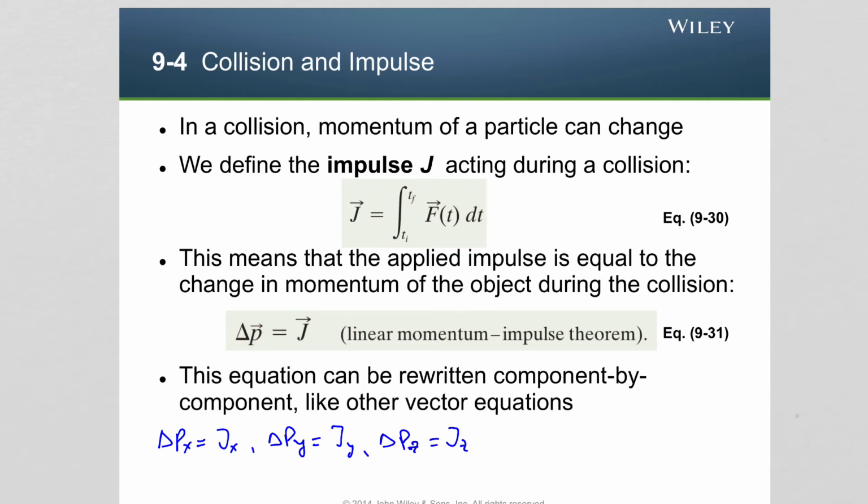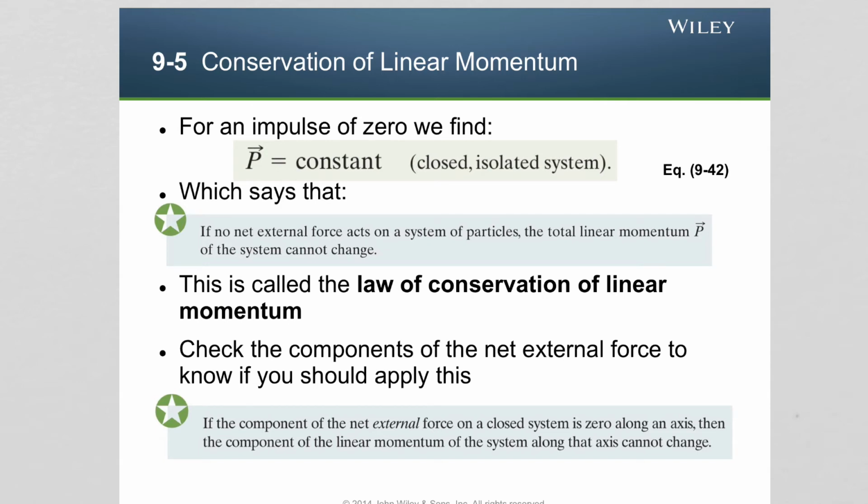Well, when the change of momentum is equal to 0, that simply means that the momentum of the system is constant at all times. So, when the impulse on the system is equal to 0, we say that if no net external force acts on a system of particles, the total linear momentum P of the system cannot change. And this is known as the law of conservation of linear momentum.